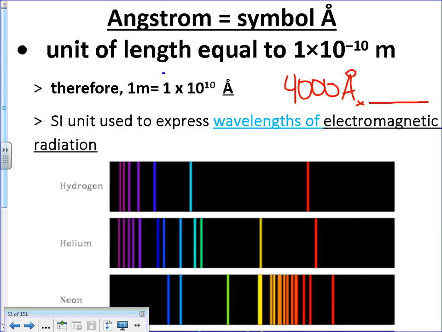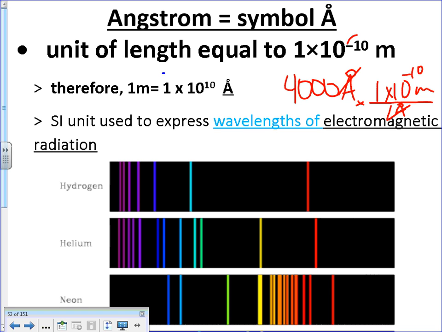Multiply by. But what am I putting on top specifically? 1 times 10 to the negative 10 meters, and that's equal to 1 angstrom. Okay, so that's 1 angstrom, and that allows you to cancel angstroms out so that you can get to meters. And then guess what you can calculate from wavelength? Everything. Frequency and energy.